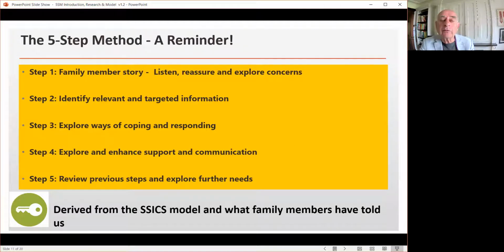Step 4 is about exploring and enhancing the support and communication. And step 5 is reviewing all of that, pulling it all together, and then exploring any further needs. So it's developed from the stress, strain, information, coping support model, and from what family members have told us that they need.